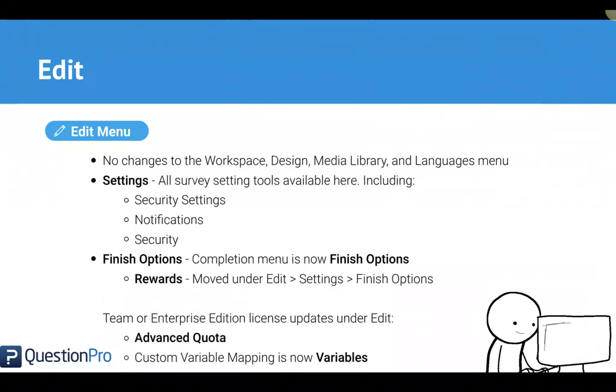For those who have a team or enterprise license, you will have access to two additional edit options. That includes advanced quota, which allows you to limit the responses to surveys based on survey response questions, system variables, or geolocation. We also have a newly named variables menu, which is formerly known as custom variable mapping. This will allow you to customize and rename the custom variable fields.